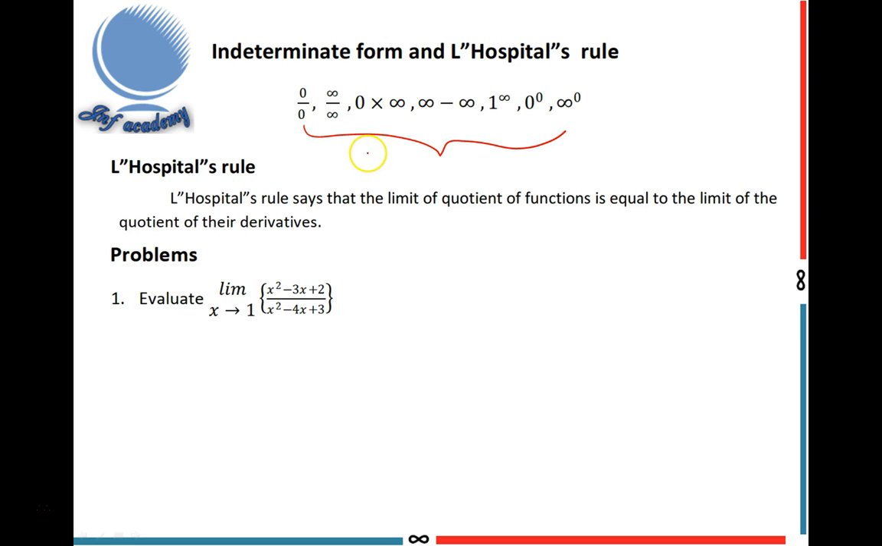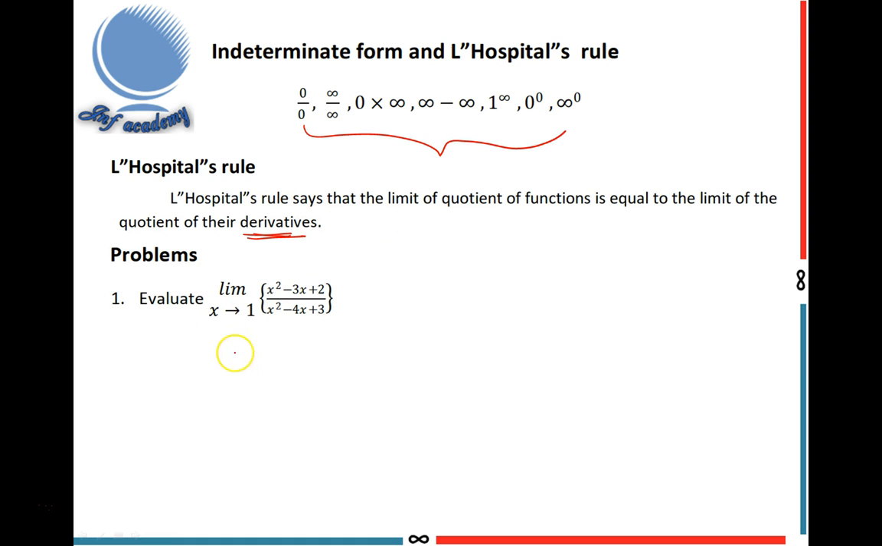Suppose you get an indeterminate form when you are computing the limit of a certain function f(x), then you can apply L'Hospital rule. So what is L'Hospital rule? The L'Hospital rule says that the limit of the quotient of functions is equal to the limit of the quotient of their derivatives. Now I explain one problem of how to find the limit by using L'Hospital rule.